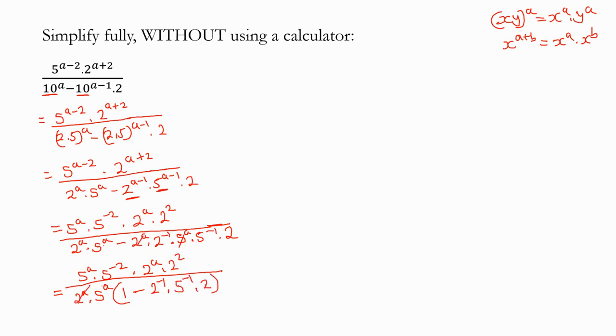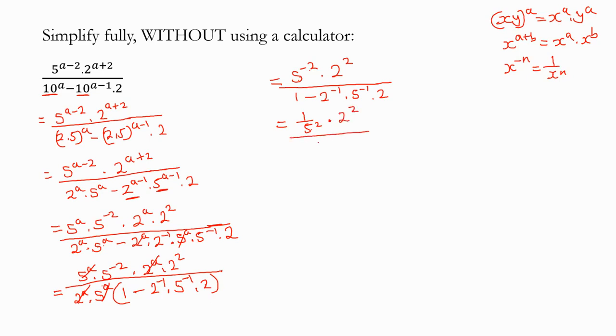Now 2^a divided by 2^a is 1, and 5^a divided by 5^a is 1. So what do we remain with? We remain with 5^(-2) times 2^2 over 1 minus 2^(-1) times 5^(-1) times 2. Remember, x^(-n) is equal to 1 over x^n. So 5^(-2) is 1 over 5^2, times 2^2, which is 4.